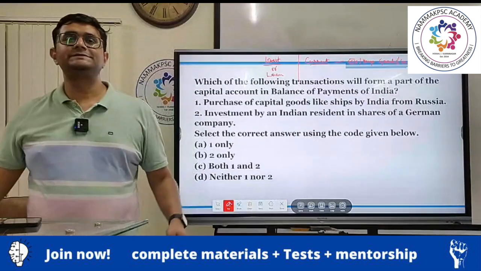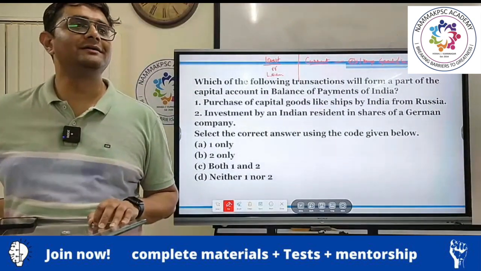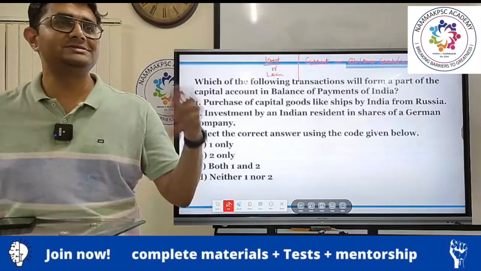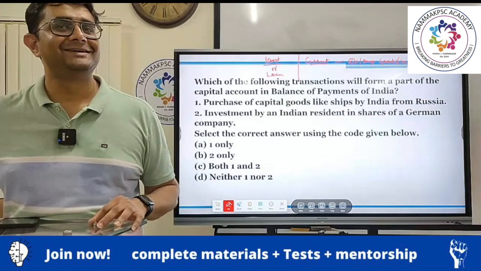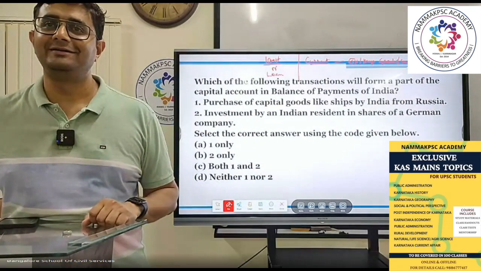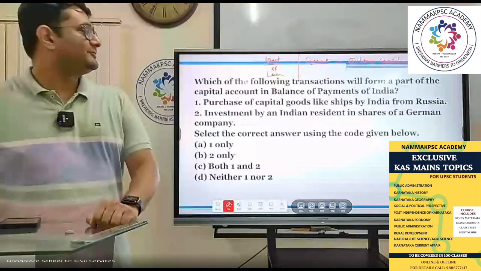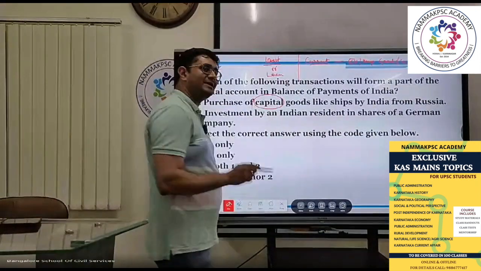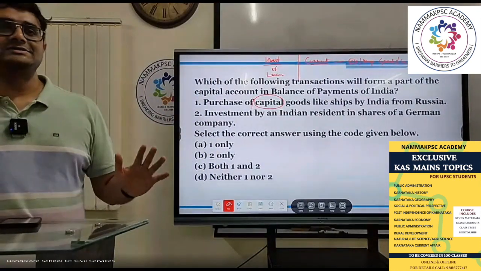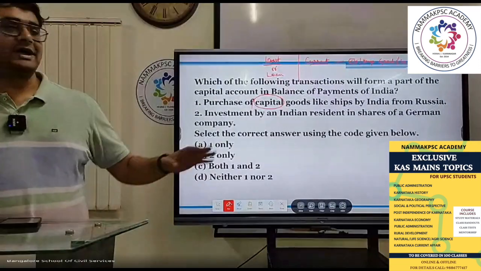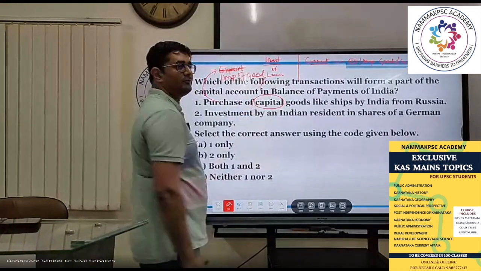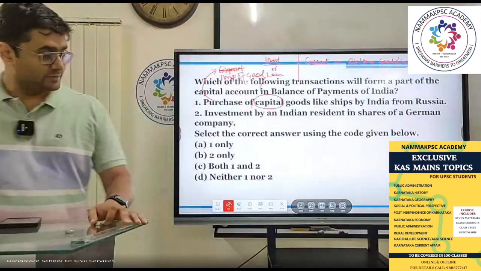So when you buy goods, what are you doing? Importing. When you buy a bike, you're importing. When you buy a ship, importing goods. When you buy gold, importing gold. Yes or no? You got confused because the word capital is mentioned. This capital is different. That capital is different. Capital account includes investments, and so this is nothing but import of goods. So what's the answer now?